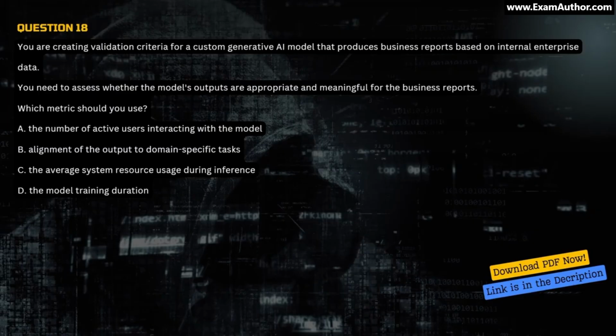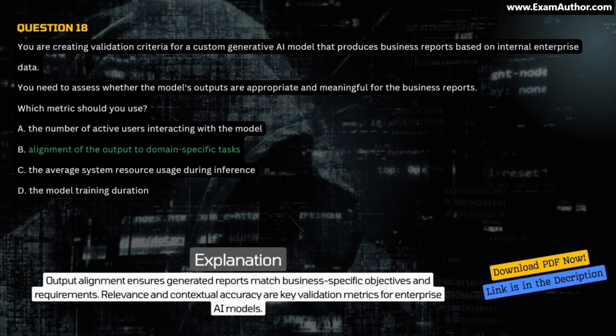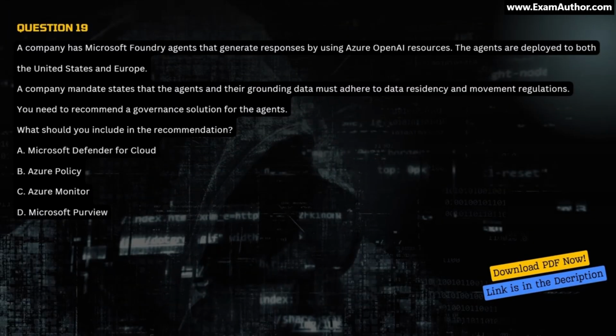Correct answer B. Alignment of the output to domain-specific tasks. Explanation: Output alignment ensures generated reports match business-specific objectives and requirements. Relevance and contextual accuracy are key validation metrics for enterprise AI models. Question 19. A company has Microsoft Foundry agents that generate responses by using Azure OpenAI resources.